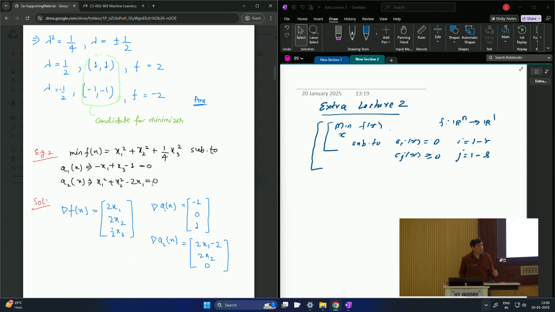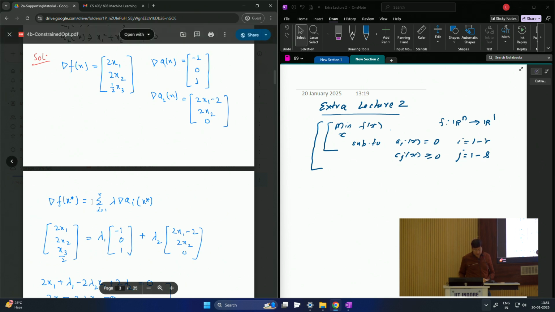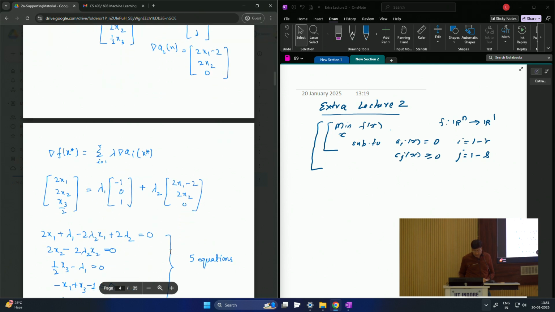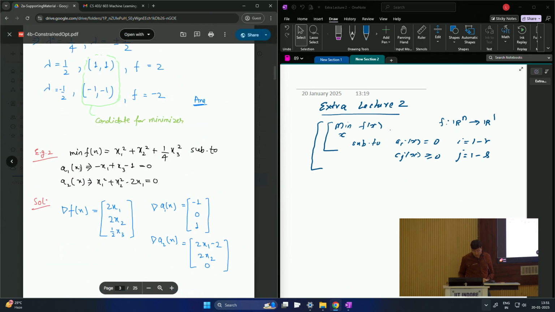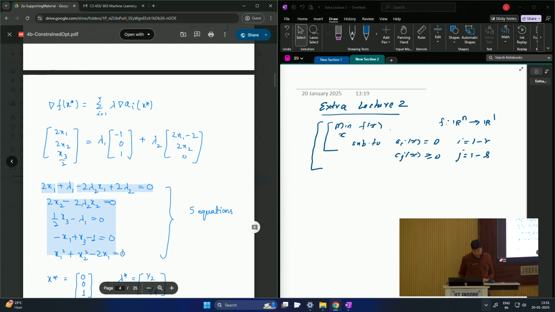Okay, did anybody solve it? So I'll just go a step further. This is what I said: the gradient of the function is a linear combination of the gradients of the constraints. So you write the gradient of the function, the gradient of the first constraint, the gradient of the second constraint, and you get 3 equations. And you get 2 more equations from the constraints, A1 and A2. So once you write that, you get 5 equations.